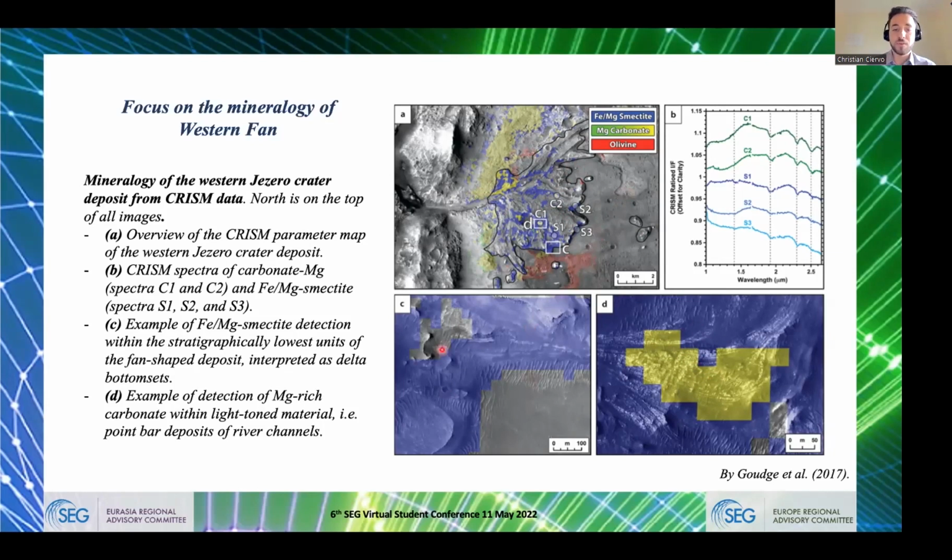Here in figure C we have an enlargement of the smectite rich in iron and magnesium. Here in figure B, we have the CRISM spectrometer data that I was talking about before, the spectra of carbonate rich in magnesium and iron, and also the smectite. Smectite was indicated as S1, S2, or S3.